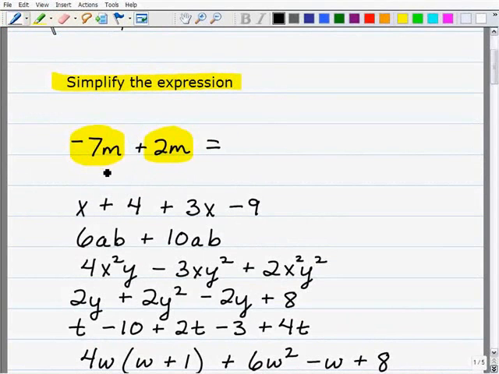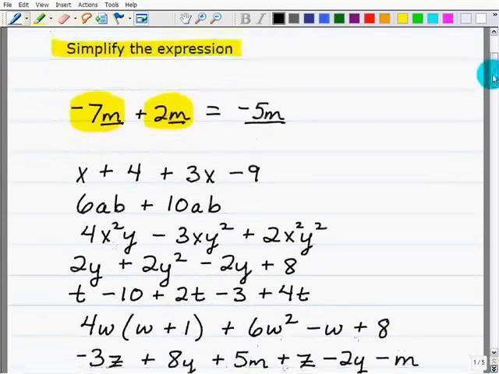When you have two like terms, and these are like because they both have m to the first power, you can combine them by simply adding the coefficients, and that's the numbers in front of the term. Okay, so negative 7 and 2 is going to be negative 5m. So we added the coefficients. You can add the coefficients when the terms are like. So this is the simplified version of that expression, and that's all we're doing here.